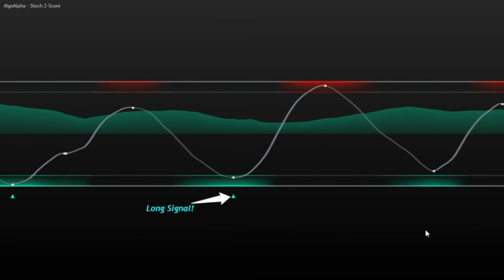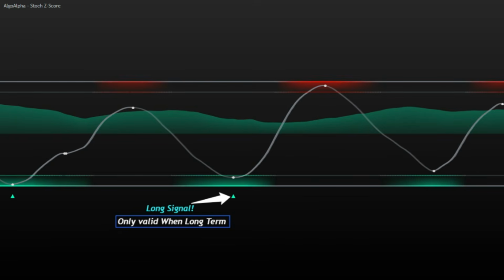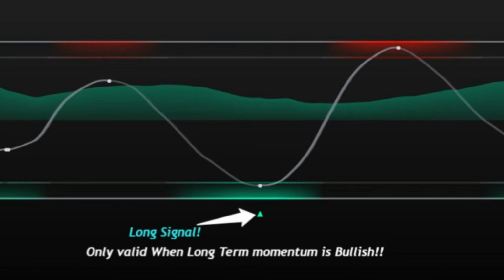A green arrow represents a long position signal. It appears when the short-term momentum line drops into the oversold zone, while the long-term momentum band is green. This combination means the market is likely setting up for another bullish rally. So we take long trades when both conditions are met, a green arrow and a green long-term band. When these align, the signal is exceptionally reliable, often pinpointing the exact moment a new bullish move begins.